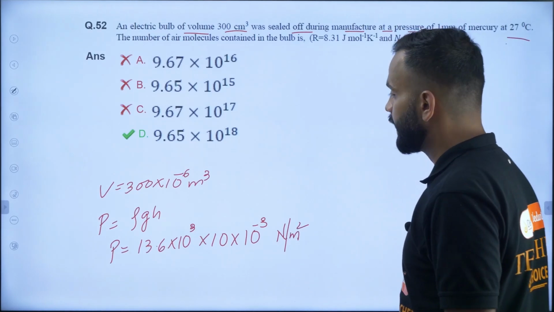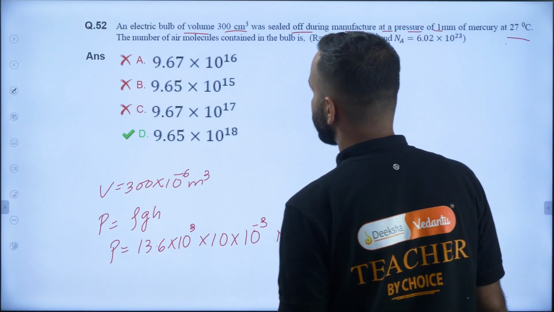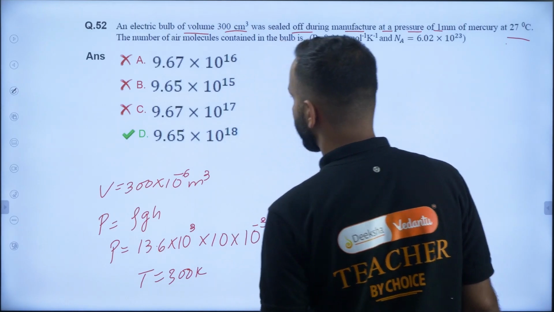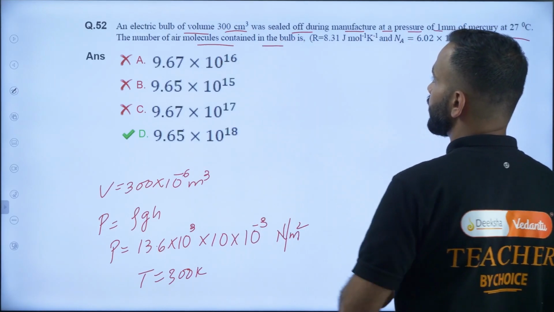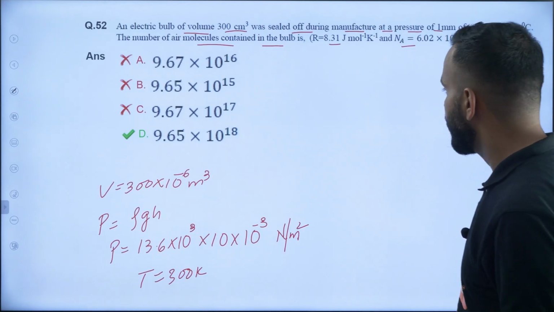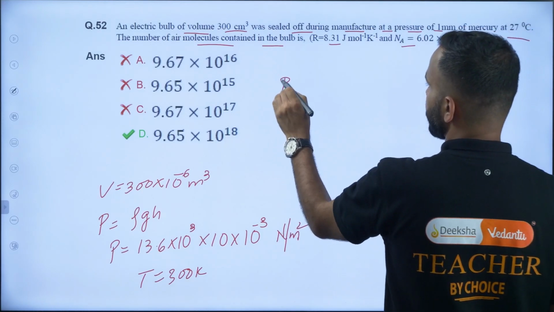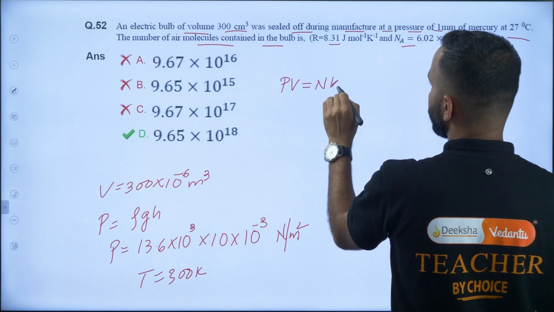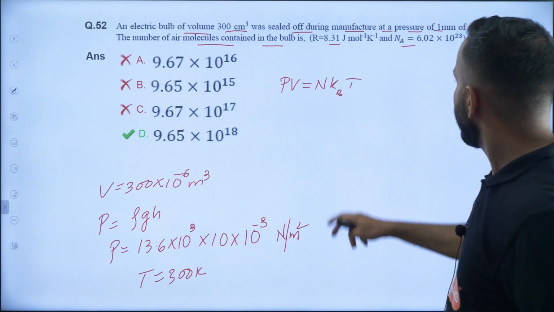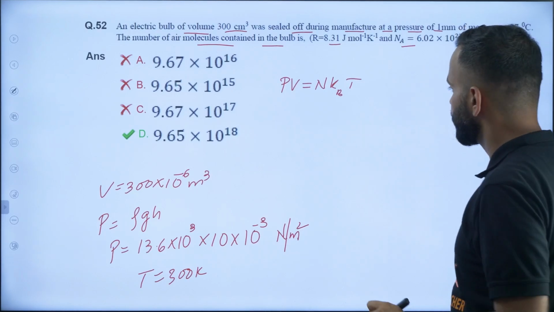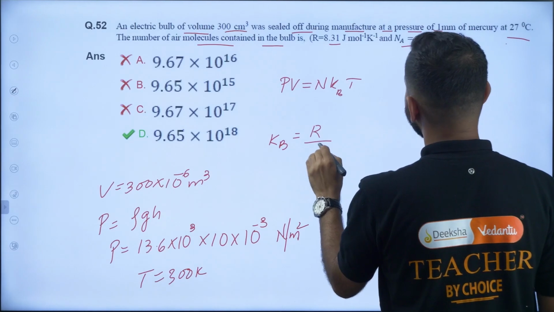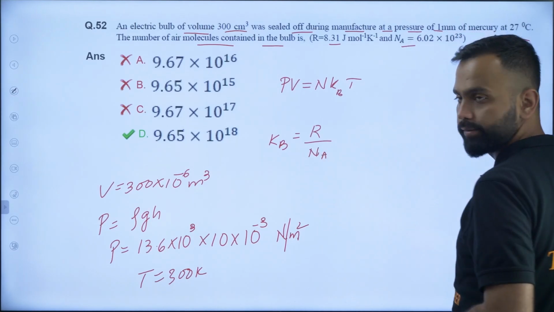at 27 degree Celsius. So T is equal to 300 Kelvin. The number of air molecules contained in the bulb. So R value and Avogadro number are given, right? So we know that PV is equal to N into KB into T. So what is N? The number of molecules. So what is KB? KB is Boltzmann constant. So KB is equal to universal gas constant R divided by Avogadro number Na.